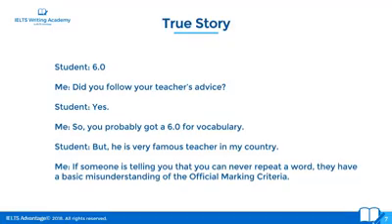So I said, if someone is telling you that you can never repeat a word, they have a basic misunderstanding of the official marking criteria. Everything that I teach my students is based on the official marking criteria. Why is that? It's because the examiners are using the official marking criteria and are solely basing their judgment on it. So if you are misinterpreting that or you're teaching the exact opposite of that, then you're doing a disservice to your students.